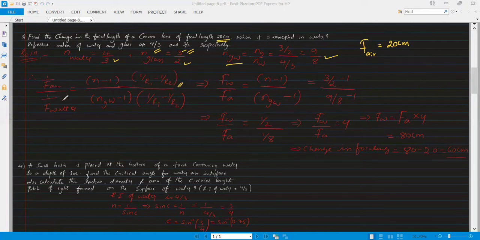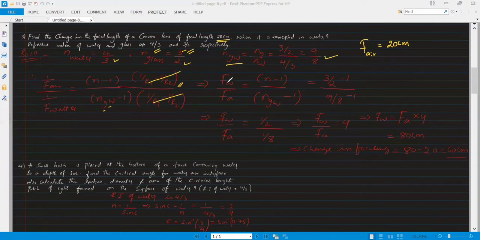1 upon F air is equal to n minus 1 into the bracket 1 upon R1 minus 1 upon R2. Similarly, if you take this lens in the water, then what does the formula become? 1 upon F water is equal to refractive index of glass with respect to water minus 1 into the bracket 1 upon R1 minus 1 upon R2. So this whole thing will get cancelled out and the remaining is 1.